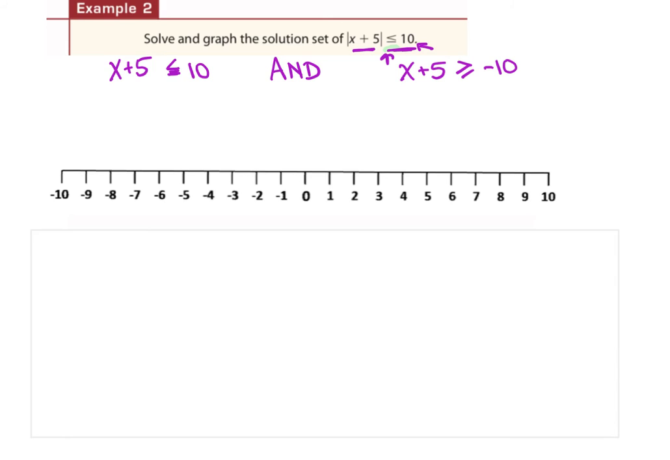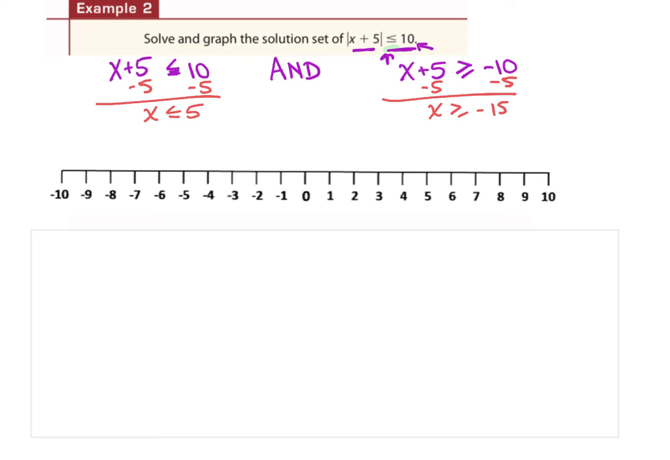So it's very similar to your equations. You're going to set up two, one with the positive, one with the negative. The difference is you are going to flip this greater than, less than on your second one, on your negative one. Once you set up these two, you just solve them. So what do I do to solve here? Subtract my 5. All right, I have x is less than or equal to 5. Subtract my 5. I get x is greater than or equal to negative 15.